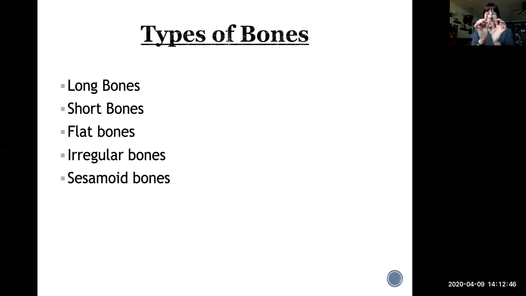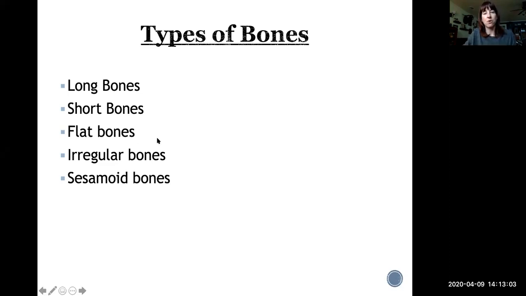They can be very cube shaped. So they include the bones of your wrist and ankle and some of your toe bones, your foot bones, which are just kind of sort of wide chunky bones. So those are your short bones.